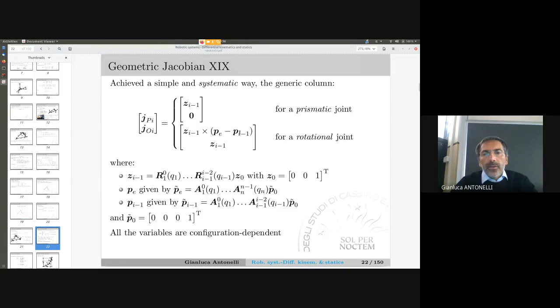However, those three vectors, z i minus 1, p e and p, are configuration dependent, because I have to write their coordinates in 3D, and the coordinates change with the configuration of the robot. How? Well, z i minus 1 is simply given by the composition of all the rotation matrices, starting from z0, that is 0, 0, 1. Okay?